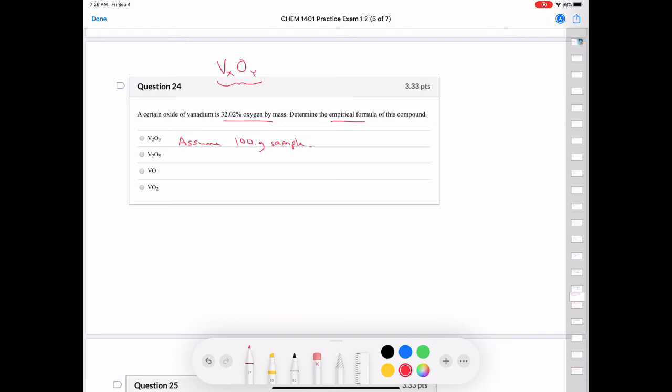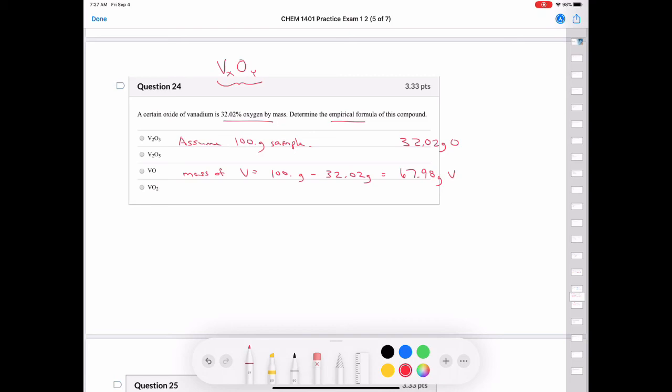So that means we've got 32.02 grams of oxygen, and the mass of vanadium is going to be equal to 100 grams subtract 32.02 grams. That's going to equal 67.98 grams of vanadium. So now we figured out that we have 32.02 grams of oxygen in our compound and 67.98 grams of vanadium.